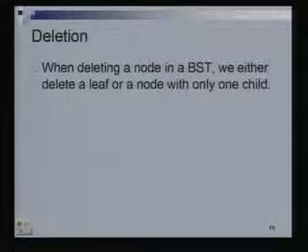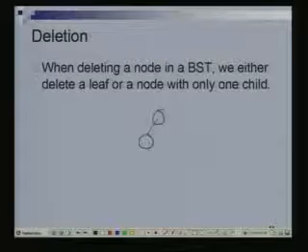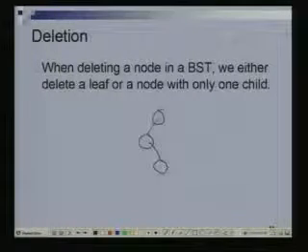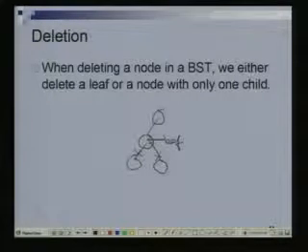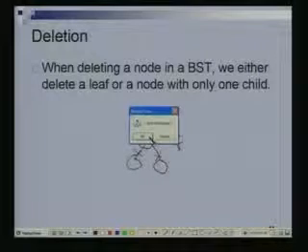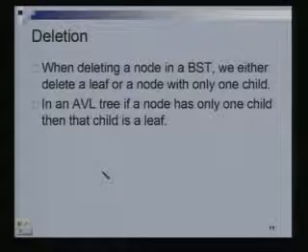Okay, now what is a node which has only one child? In an AVL tree, if I tell you here is a node which has only one child, what can you say about that node? Can this node have another child? No. If it had a child like this, there would be a height imbalance here. So it cannot have this child or this child, which means this child is a leaf. So if in an AVL tree a node has only one child, then that child is a leaf.